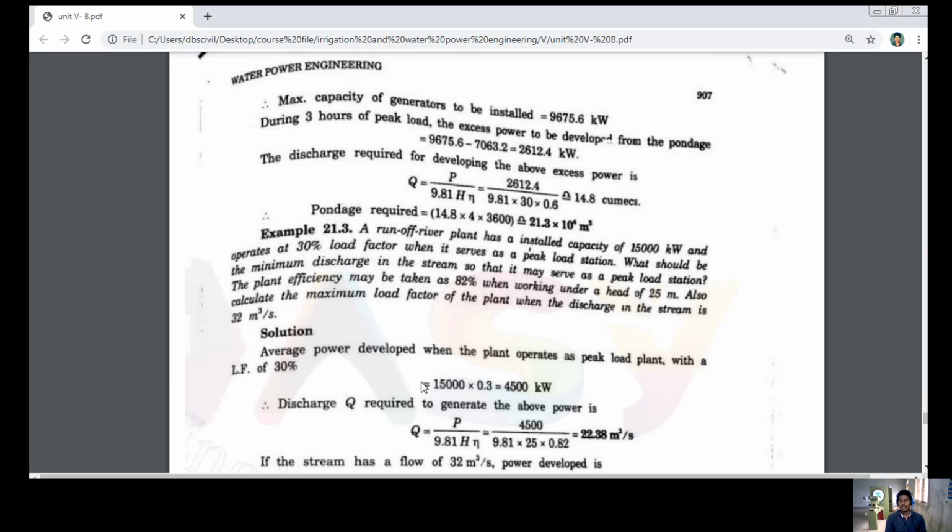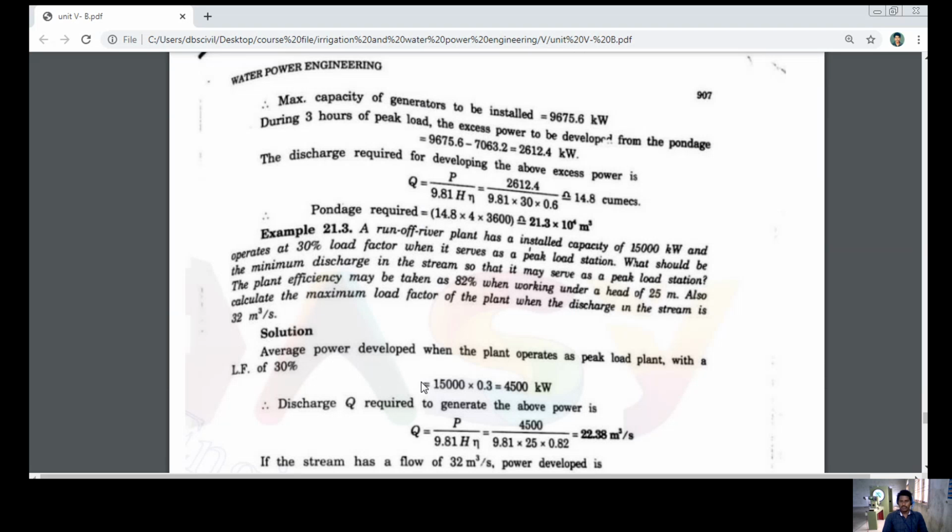The discharge required for developing the above excess power is, so we have to make use of the content we got earlier, where discharge is equal to P by 9.81 Hη. Now we are going to calculate the discharge by applying all the equations and notations that we have simplified. We get the discharge of approximately 14.8 cubic meters per second.